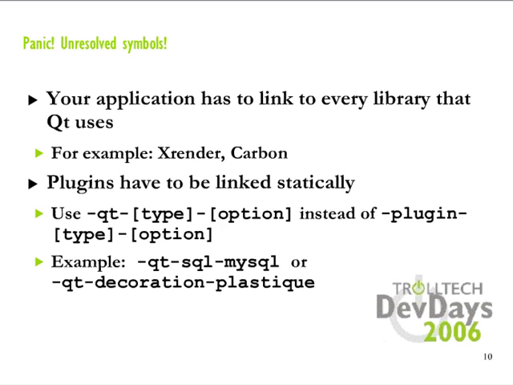So you have to make sure that your own application links to each and every library that Qt actually uses. So you have to figure out if you get unresolved symbols, where are they from? I have to link to that too. If you use qmake, then qmake does it automatically because qmake knows what Qt links to and adds it. If you use another build system, you have to tell your build system.